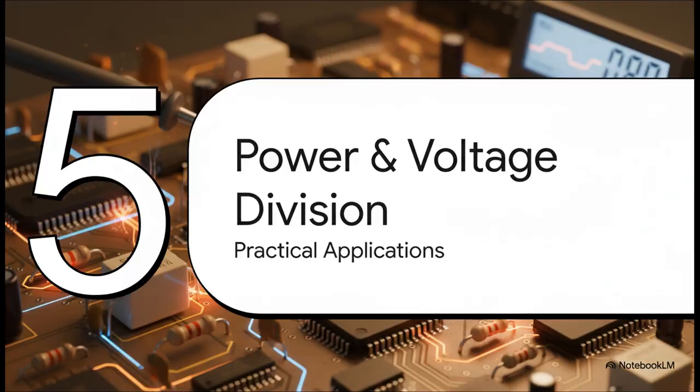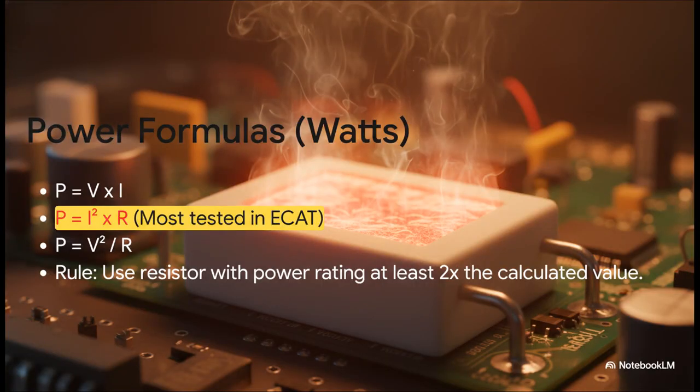Let's dive into that. So power is basically a measure of how much heat a resistor is giving off, and it's measured in watts. You've got 3 ways to calculate it, but listen up. The one they love to test on, the one you've got to know for the ECAT, is P equals I squared R. Remember that one.